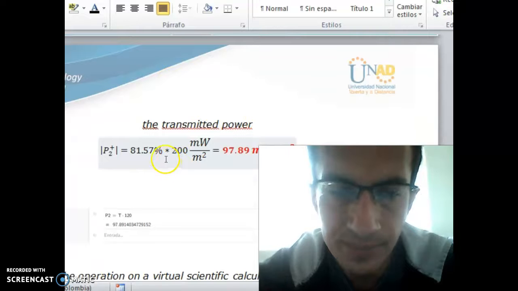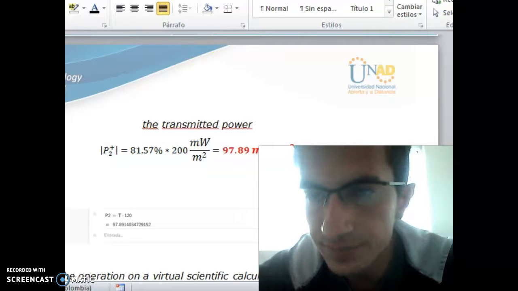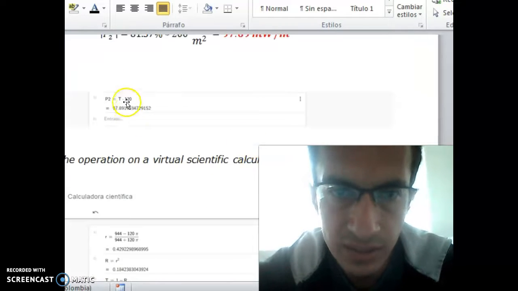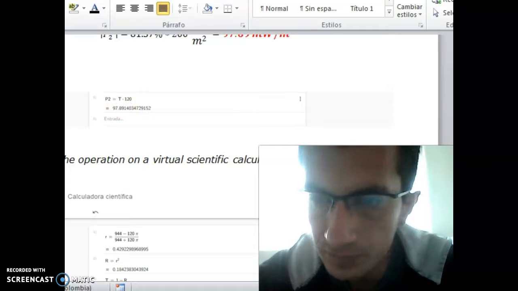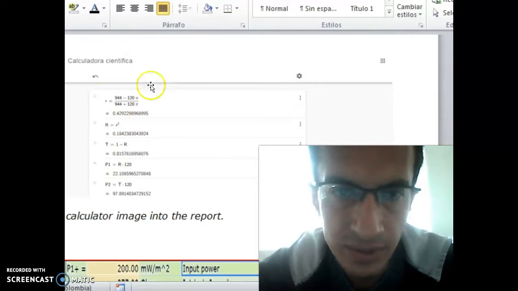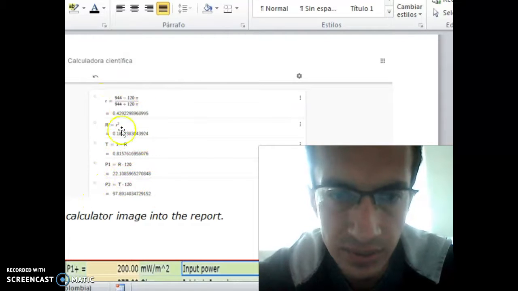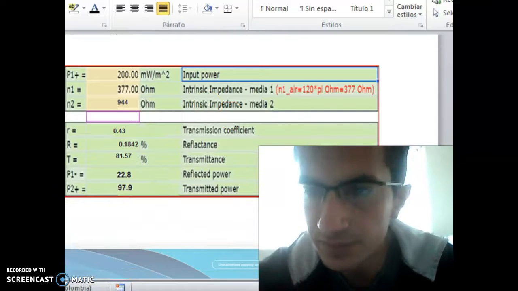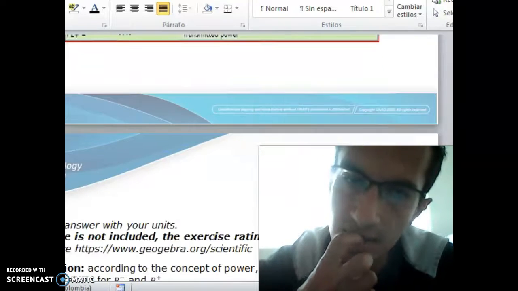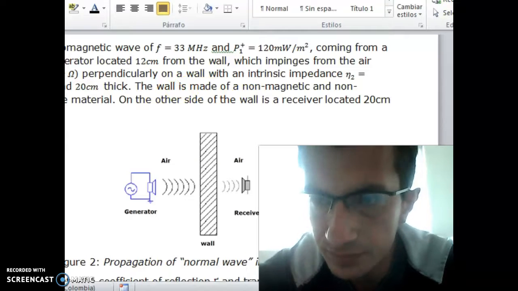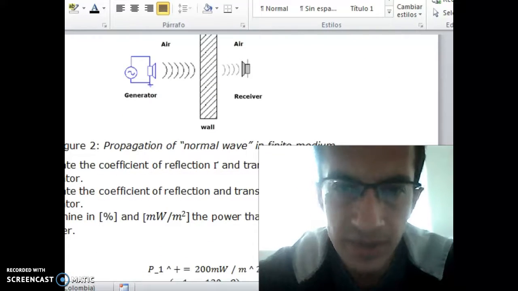The transmitted power: the transmittance multiplied by 200, and the result. Check on the scientific calculator. The total result checked on the scientific calculator. This is the report, an image of the report. This is the second exercise, of propagation of a normal wave.